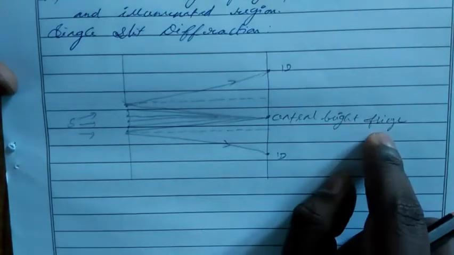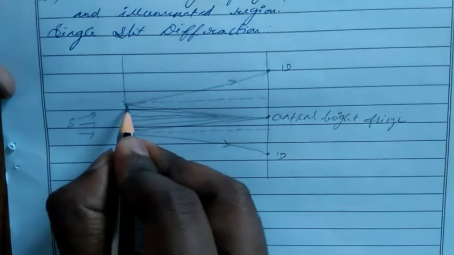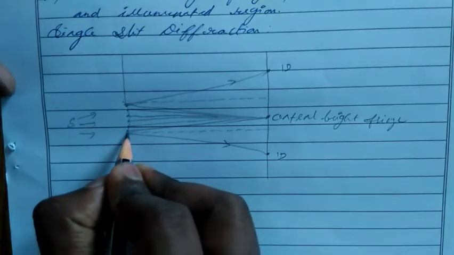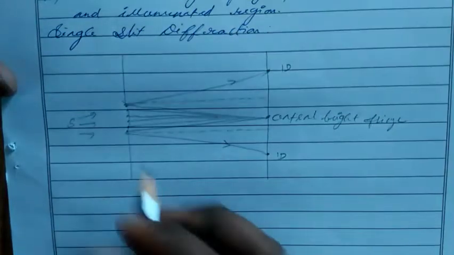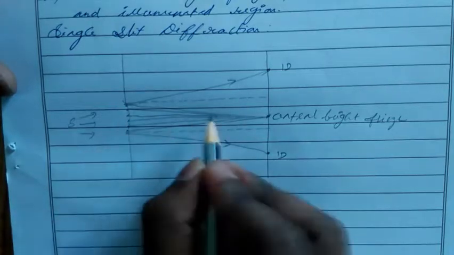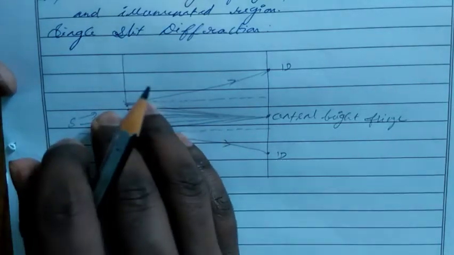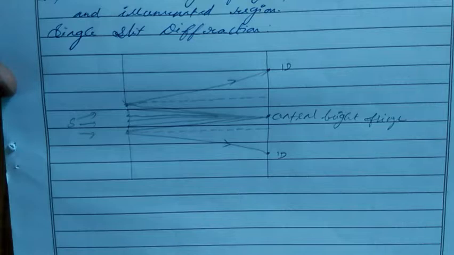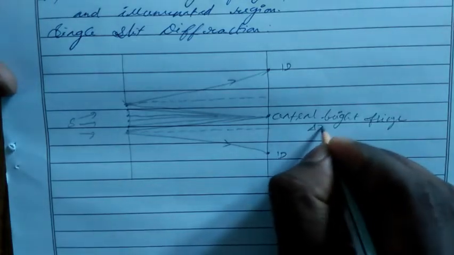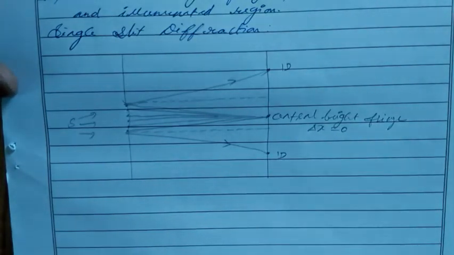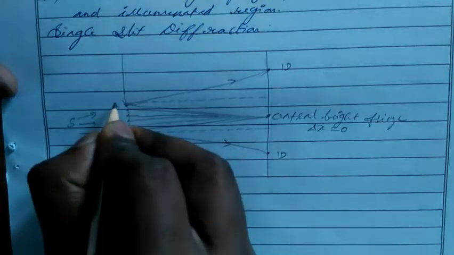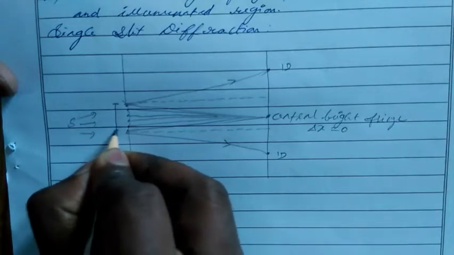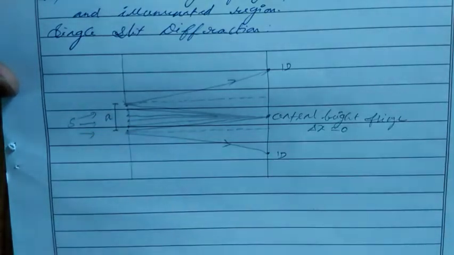So at the central bright fringe, what is the path difference? As you see here, the light rays come from this point and this point, and both cover equal distance. Likewise all the points cover equal distance when they strike the center. So the path difference for the central bright fringe will be 0. Then we take the thickness of the spherical wave as small a.